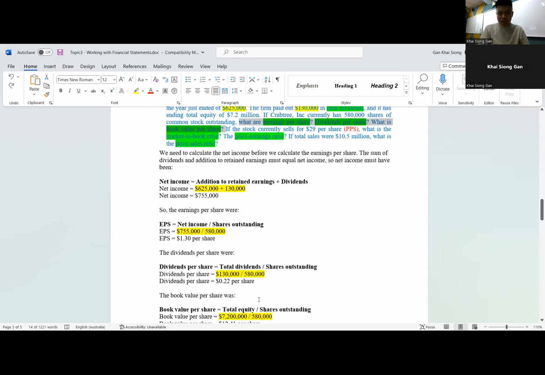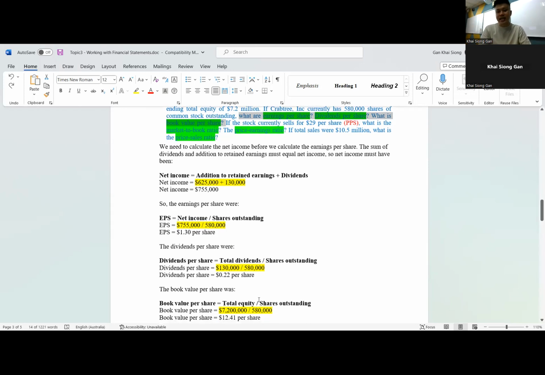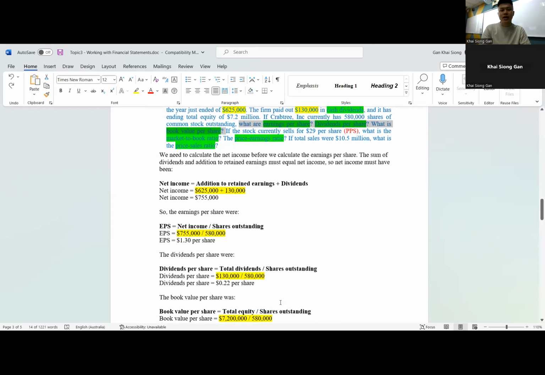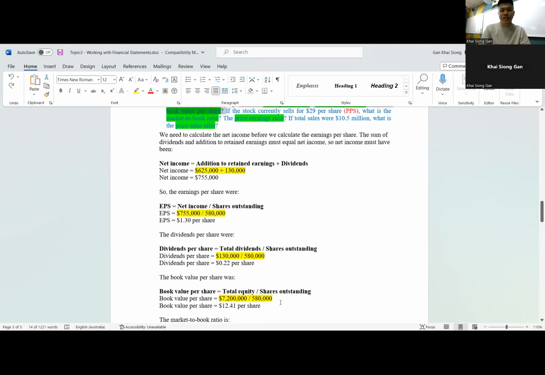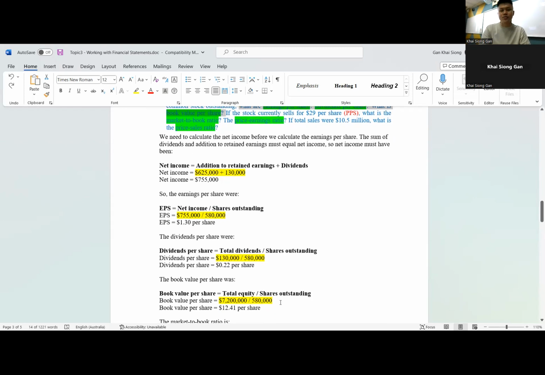Okay, then what about book value per share? Like the one that I covered in the slides just now, you use total equity divided by the shares outstanding. What is the total equity here? 7.2 million divided by total shares, which is 580,000. Divided by each other, you get the book value per share. Okay, the first three components.